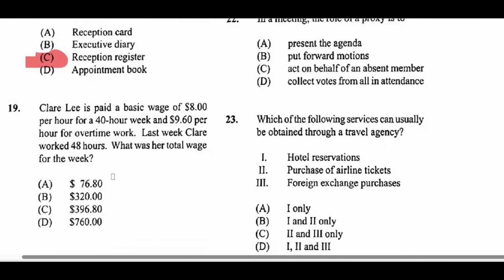So grab your calculators for this question. And this is also a repeated question. So grab your calculator, and we're going to work out this one. Clearly a repeated question, and they use the same name as well. Claire is paid a basic wage of $8 per hour for a 40-hour week, and $9.60 per hour for overtime work. Last week, Claire worked 48 hours. What was her total wage for the week?